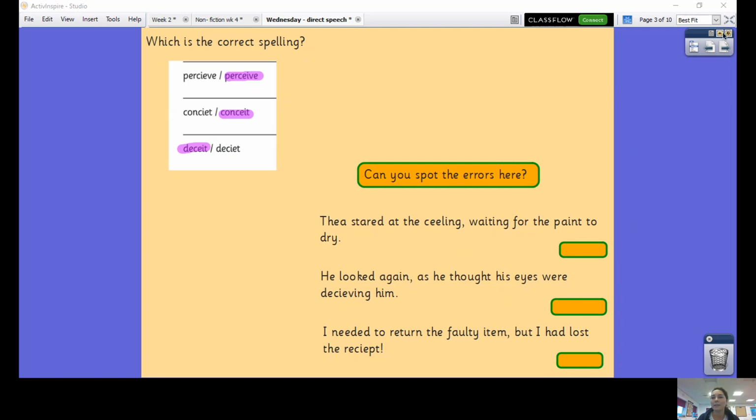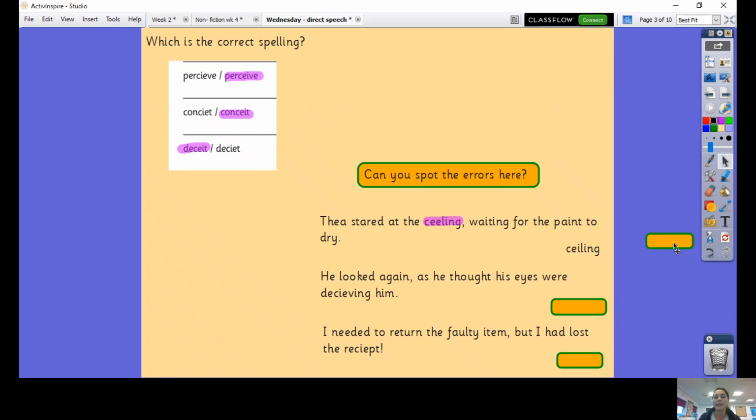Okay, so our first one, I hope you spotted it. It was ceiling that was spelt incorrectly, and it should have been CEILING. Our second one, did you get it? It was deceiving. And this is our correct spelling here. And the last one, you guessed it, it's receipt. Our correct spelling, EIPT, down at the bottom there. Give yourself a mark out of 3. Hopefully you got 3 out of 3 for that one. Okay.